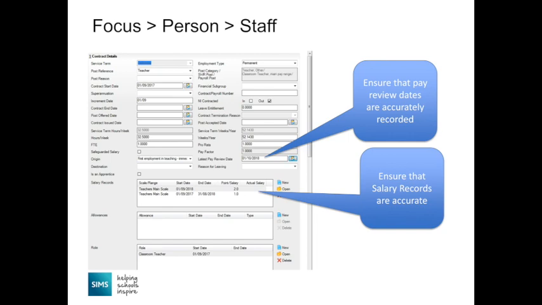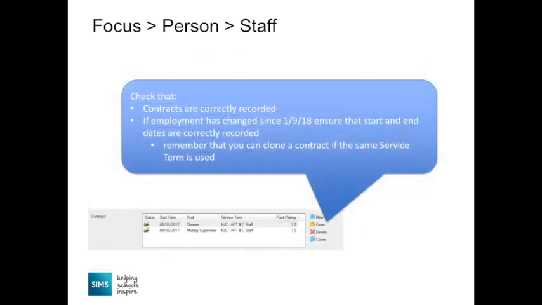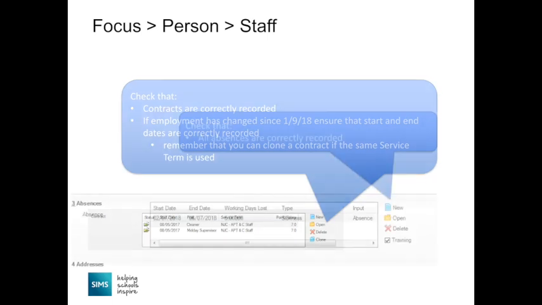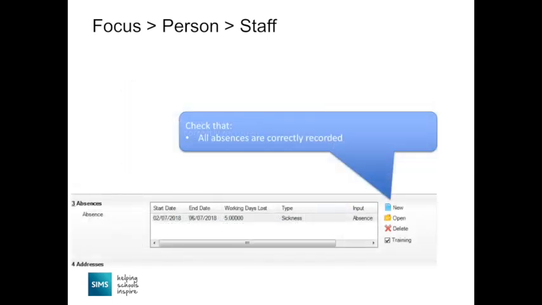Contracts, check that they're correctly recorded. If employment has changed since September last year, ensure that the start and end dates are correctly recorded. And remember that you can clone a contract if the same service term is used, just to create an extra line in there, in the history. Make sure that in Focus, Person, Staff you've got all absences correctly recorded for the previous academic year up to the 7th of November.